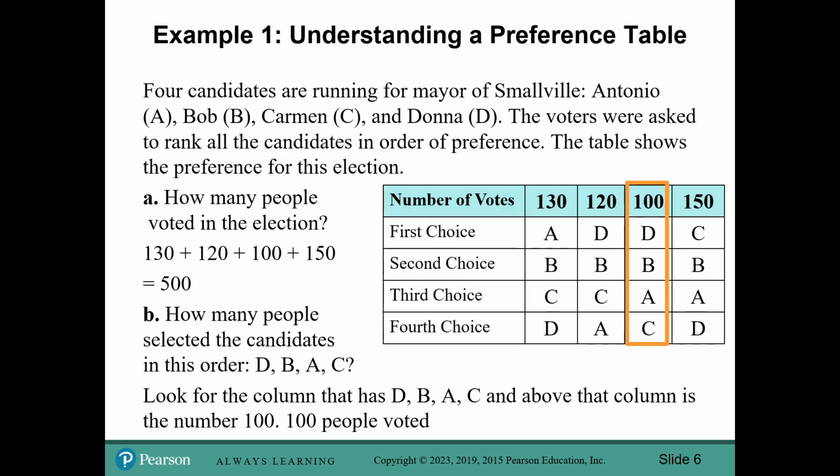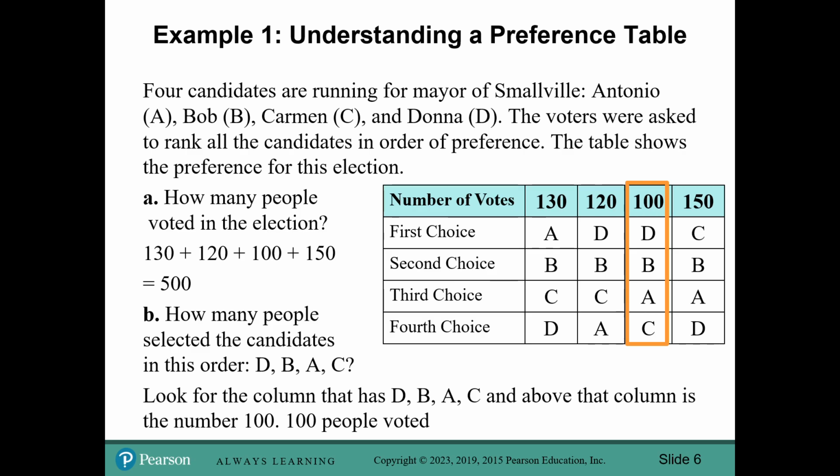Okay, now if we look at this, it says 4 candidates are running for mayor of Smallville: Antonio A, Bob B, Carmen C, and Donna D. This is going to be our first example. The voters are asked to rank the candidates in order of preference. The table shows the preference for this election. How many people voted in the election is our first question.